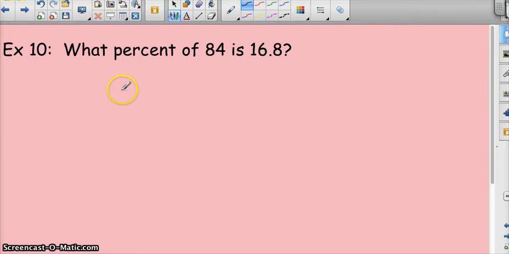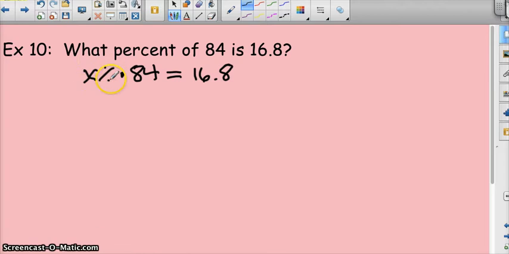Going to do a couple more examples. What percent of 84 is 16.8? The word what is what we're looking for. There's our x. But it says what percent, so I'm going to put a percent next to it. Of is multiplication. 84. Is is an equal sign. 16.8. Now you need to understand how to solve an equation, and when you're in NAMS you've been through algebra, so I assume you know how to solve.